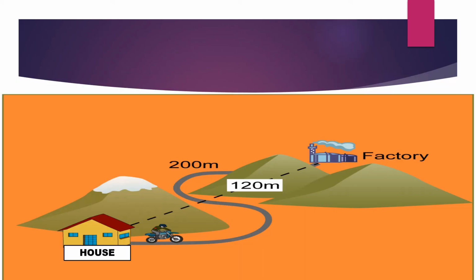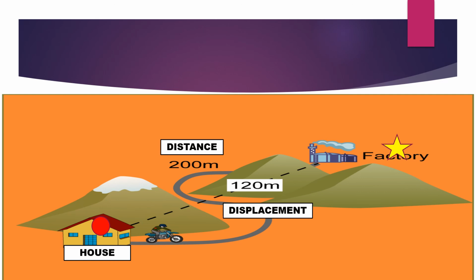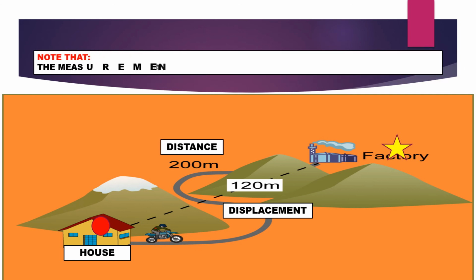Let us now proceed with this figure. The motorcycle traveled from the house to the factory. So its initial position is at the house and its goal is the factory. Now, which of the following values is the distance and which one is the displacement? The distance is 200 meters and the displacement is 120 meters. Just take note that the measurement of displacement is smaller than the distance.